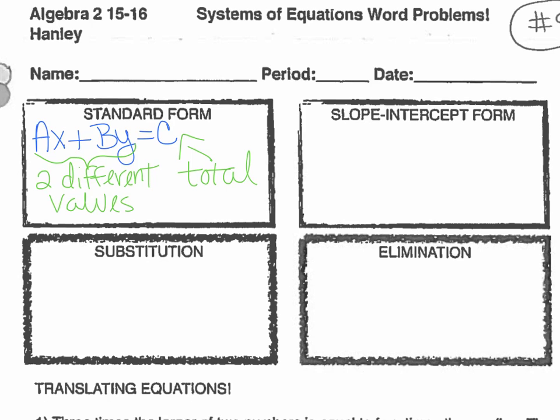So standard form equations, if you read a problem and you see two different items that are going to add up and give you a total, and it doesn't have to be money, it could be anything, that's when you want to choose the standard form equation.